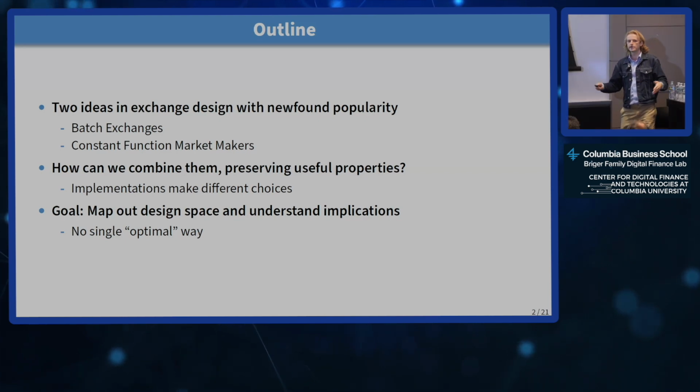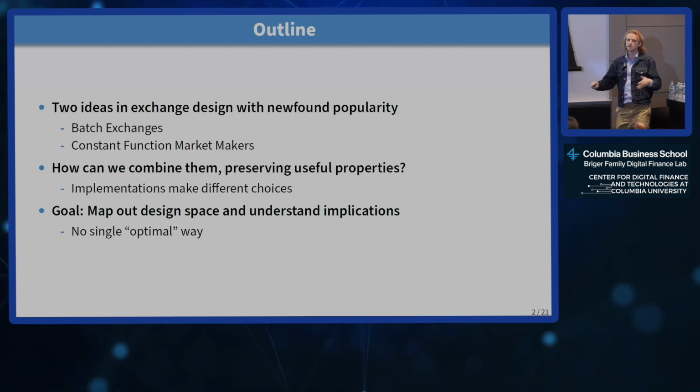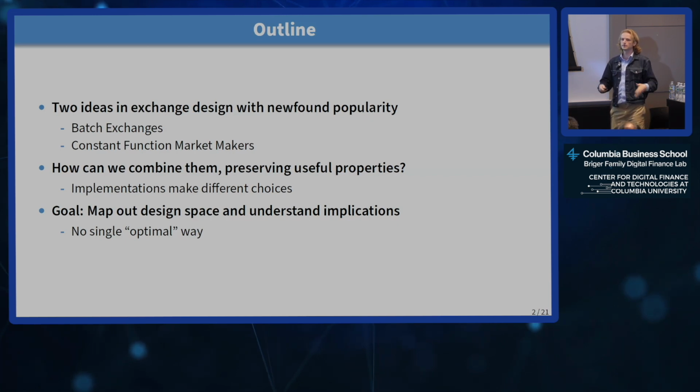And this is not just an abstract mathematical question that I cooked up for my own amusement. This is something that happens in practice. And in fact, different implementations have made different choices with different qualitative results. So we'd like to understand these results. It turns out there's no optimal way. And so we really need to think about the different trade-offs.